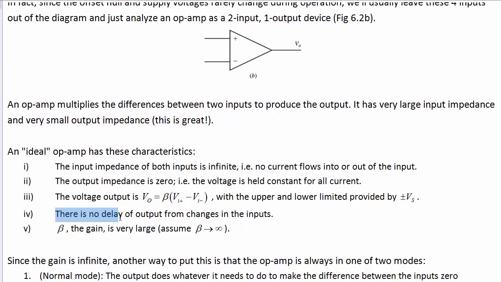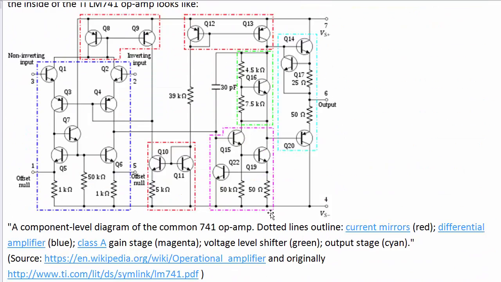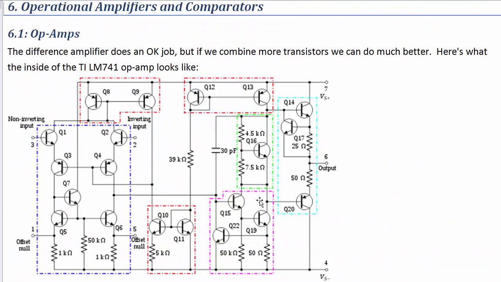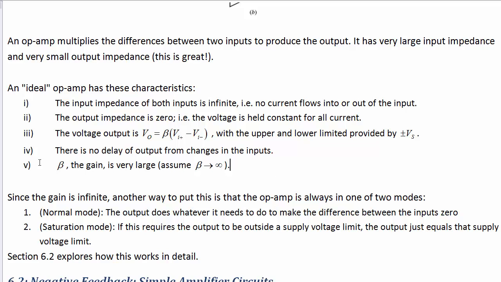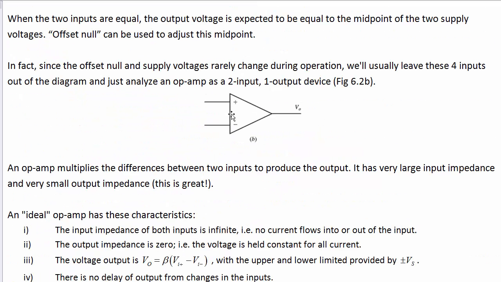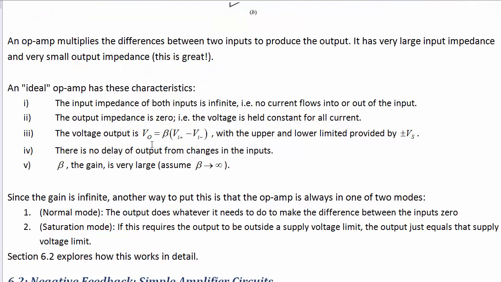And the other thing is we're going to say that there's no delay in the output from changes in the inputs. In reality, a change in the input would take a little while to propagate to the output because of things like capacitors on the way in and transistors. There's some time that it takes for it to propagate through, but an ideal op-amp has no time delay. So it responds instantly. There's no phase change in the inputs to the output. It just amplifies right away.